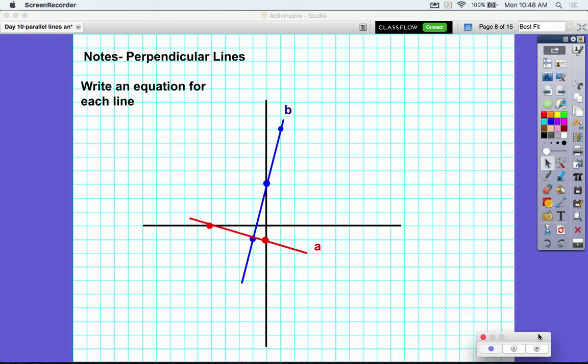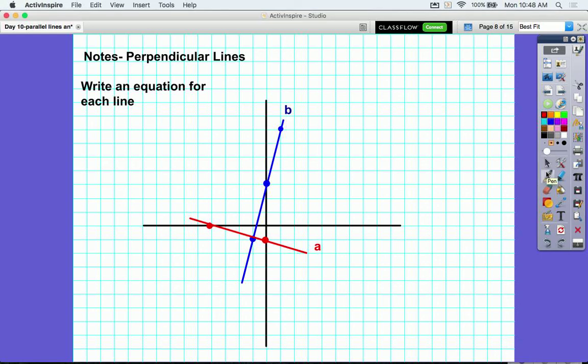All right, you guys, next we are working on perpendicular lines. You're going to find the same thing. We're going to be comparing slopes to find patterns of lines. So we're going to start with this graph, and we're going to see if we can find an equation for line A and B, and then see what we notice about the two slopes.